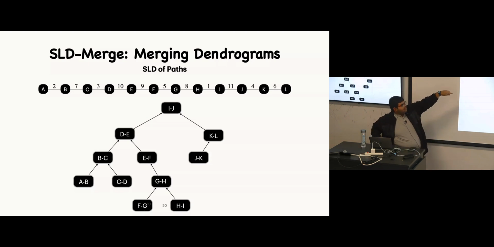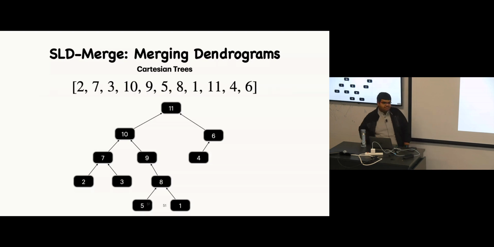And so on. So basically, the root is the highest weight edge, and its left child is the highest weight edge on the left. Its right child is the highest weight edge on the right. And this continues as follows. So this structure or property resembles another well-studied problem called Cartesian trees.